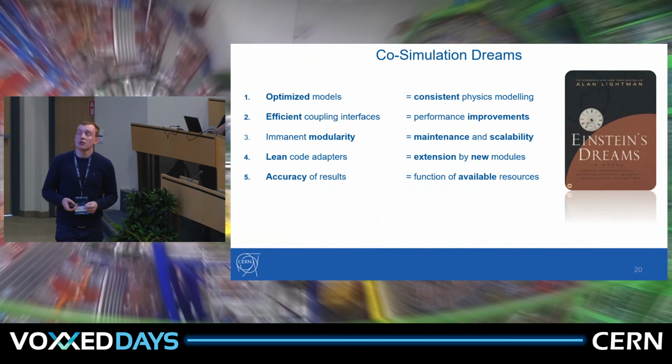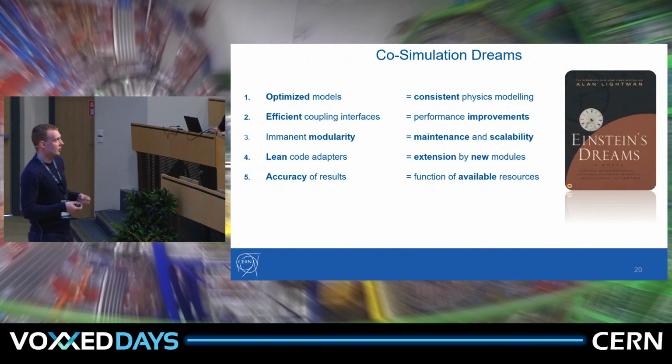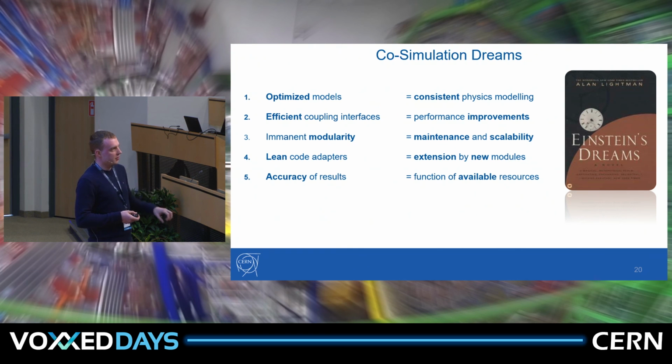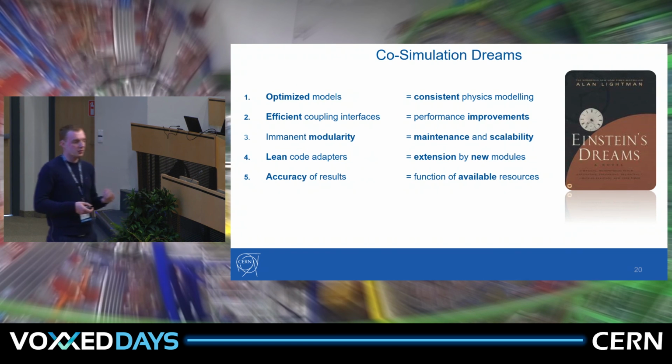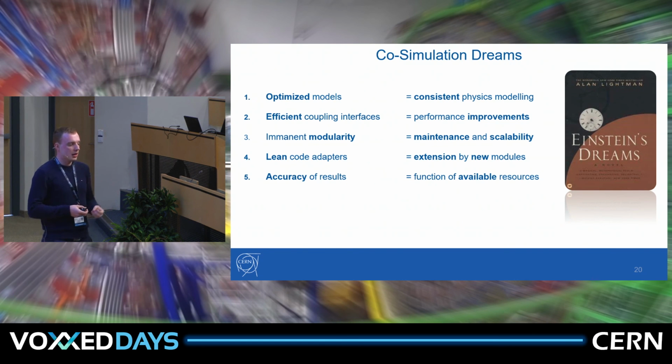And to conclude, as I started with a movie, I will finish with a great book by Alan Lightman, which is Einstein's Dreams. This is a book with a set of chapters, the dreams of Einstein, something that Einstein could have been dreaming when he was developing the theory of relativity. And these are our co-simulation dreams. First of all, we put a lot of effort into building optimized models, and we have consistent physics modeling. By means of efficient coupling interfaces, we gain performance. The approach itself has inherent modularity, which supports maintenance and expandability.